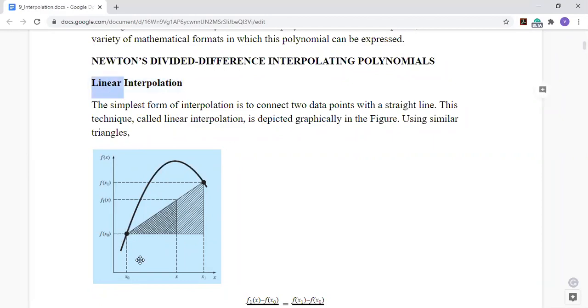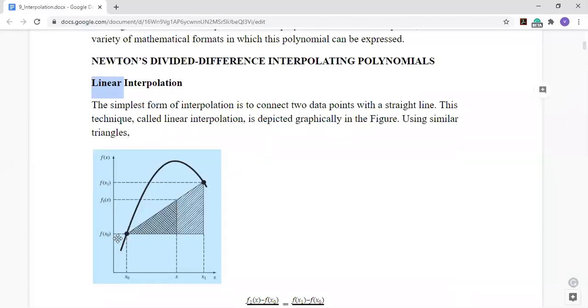It's just simply a straight line that you can use. So like I said, you're given these 2 points here. You are given the value of the function at this value of x, then you are given the value of the function at this value of x. And you want to interpolate, like you want to know the value of the function at this particular value, x.